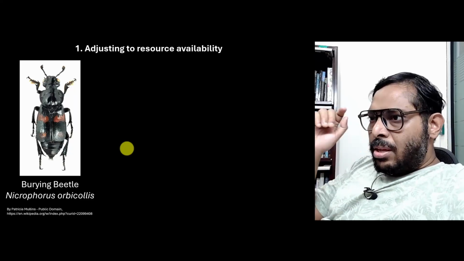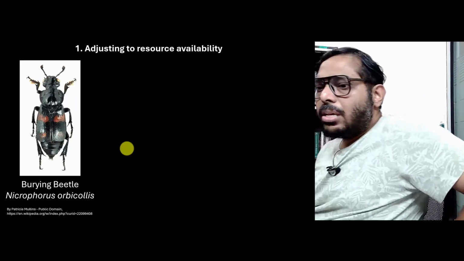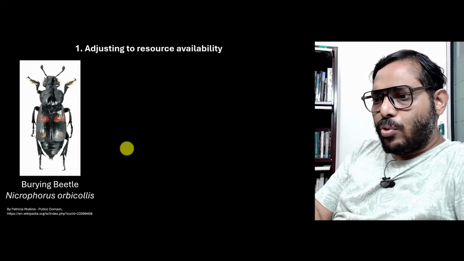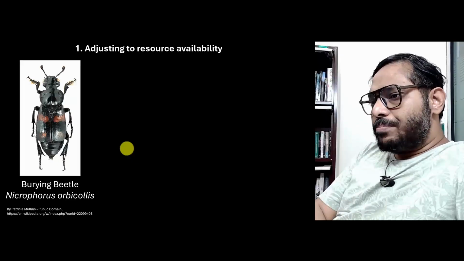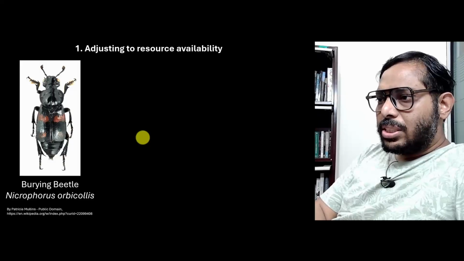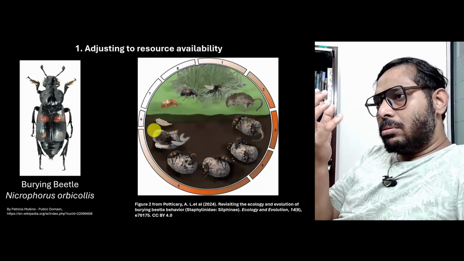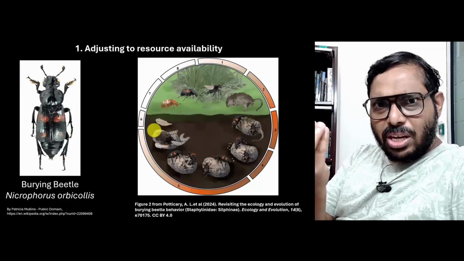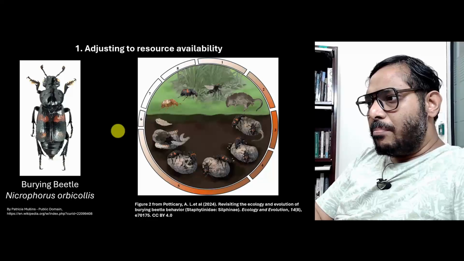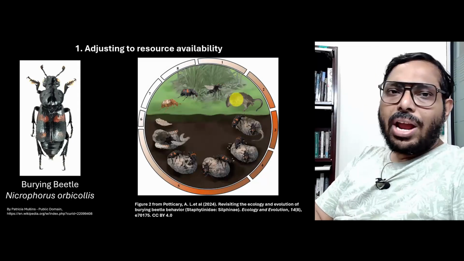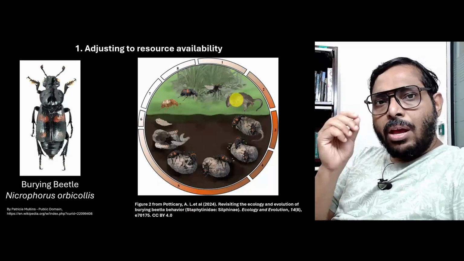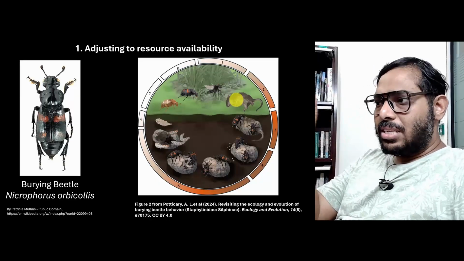The first case that we are talking about is in the context of a beetle known as a burying beetle, Necrophorus orbicollis. This beetle is a fascinating organism. The way it works is something like this. Whenever a small mammal, let us say a mouse or a squirrel, dies, these beetles will go and find it. They have very nice sensory systems to locate these dead mammals.